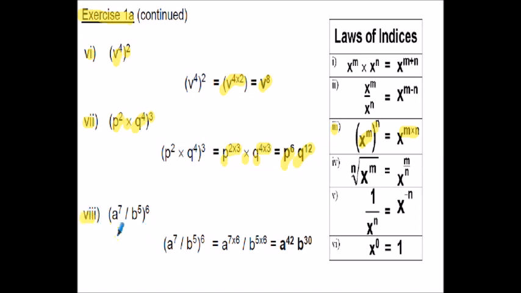Part 8, inside a bracket we've got a to the 7 divided by b to the 5, and it's all raised to the power of 6. Again, we can't simplify inside the bracket because the bases are different. So we're just going to use the third law here. So we get a to the 7 times 6 divided by b to the 5 times 6, which simplifies to a to the 42, b to the 30.